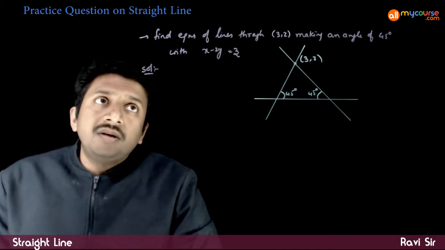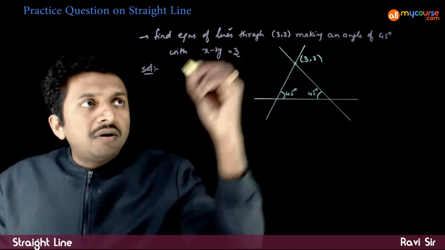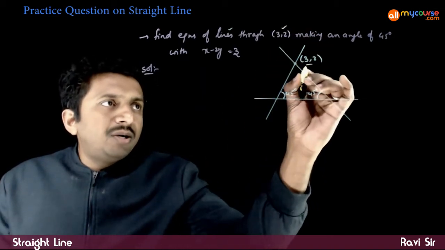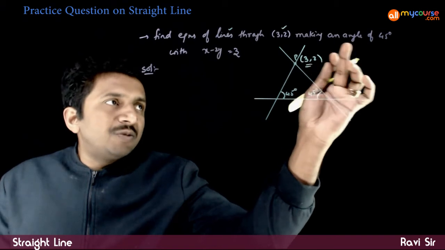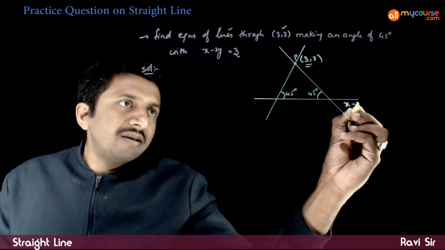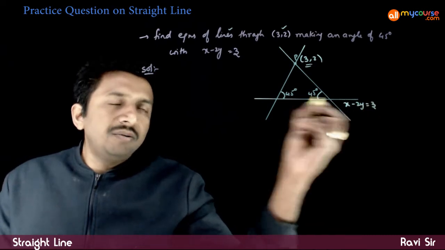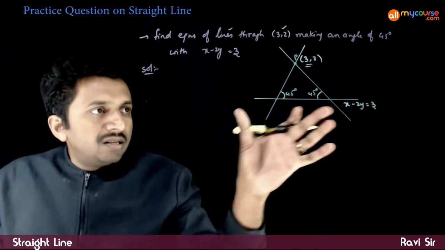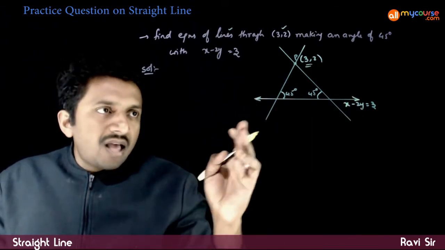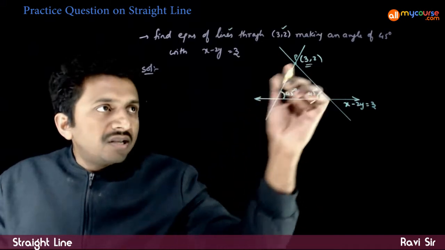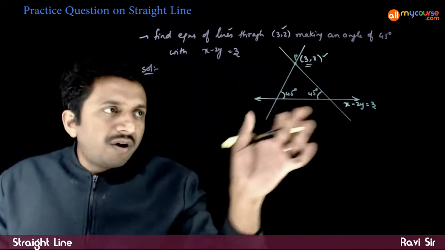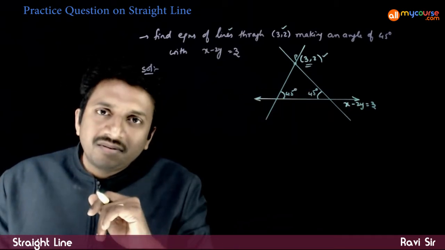In this question, you're asked to find the equation of lines which pass through (3, 2) and which make an angle of 45 degrees with the line x minus 2y is equal to 3. So if this line is x minus 2y is equal to 3, I want the lines which pass through (3, 2) and making an angle of 45 degrees with this line.